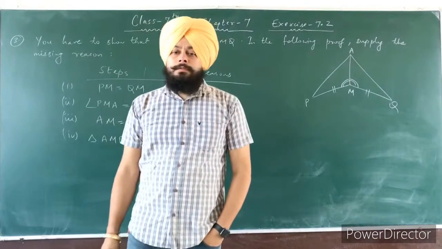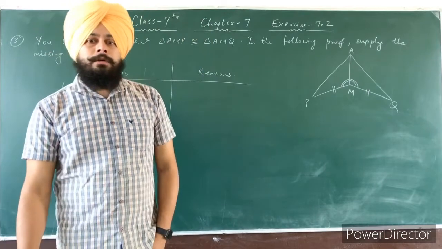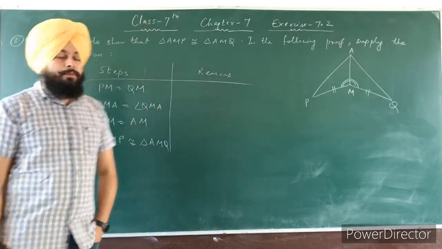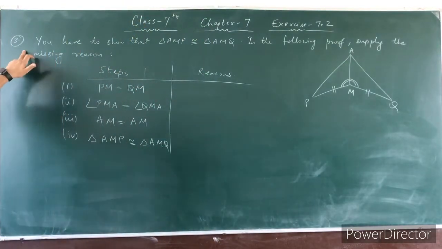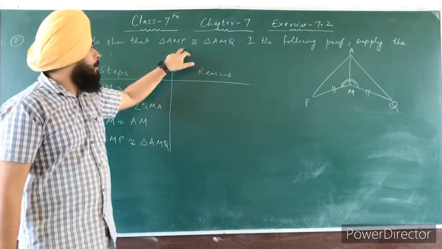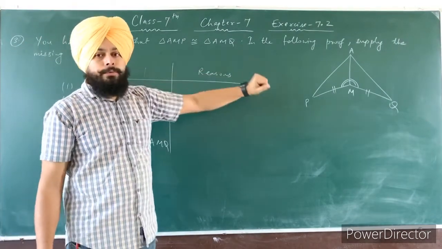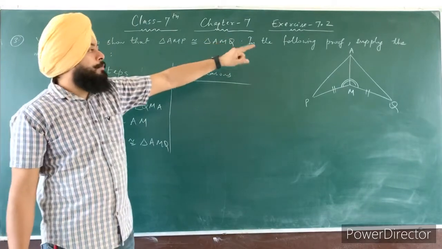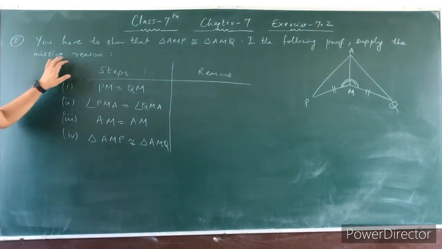Good morning students. Today we will do our next question, number 3 of exercise 7.2. The question is: you have to show that triangle AMP is congruent to triangle AMQ. In the following proof, supply the missing result.